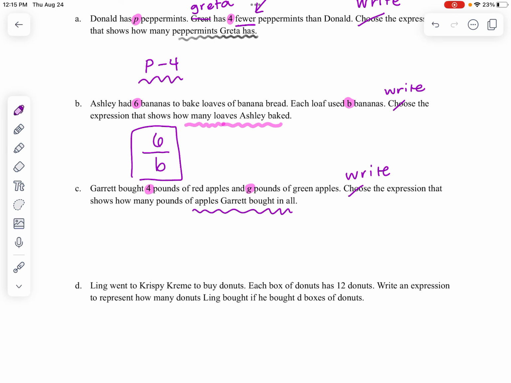So basically, to find his total, I'm just going to do the 4 pounds of red apples we know he has, sorry, I keep saying bananas, and then we don't know how many pounds of green apples, but we have a variable to represent that. So our answer would be 4 plus G.